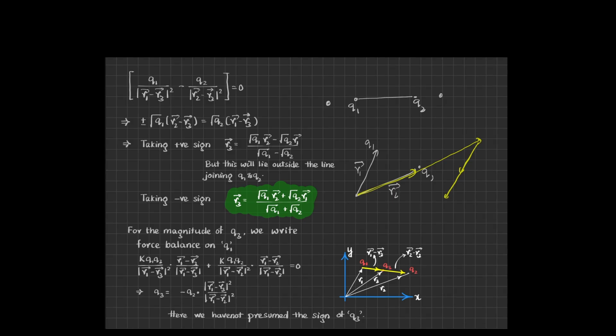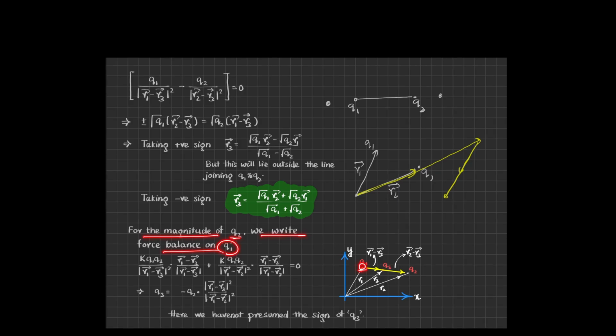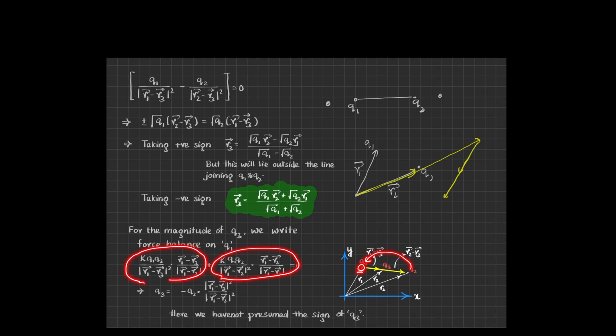Now, how to get the magnitude of Q3? To get magnitude, we need to write the force balance equation on any of the end charges, right? Let's do the same. Here we are writing, for magnitude of Q3, we are writing force balance on Q1. So I am choosing Q1, and on Q1 I need to write the force balance. So again I am doing the same thing. On Q1, force due to Q2 I am writing, and force due to Q3 I am writing. These two terms we are writing, and the net force should be 0. We are doing the process exactly same as the previous process.